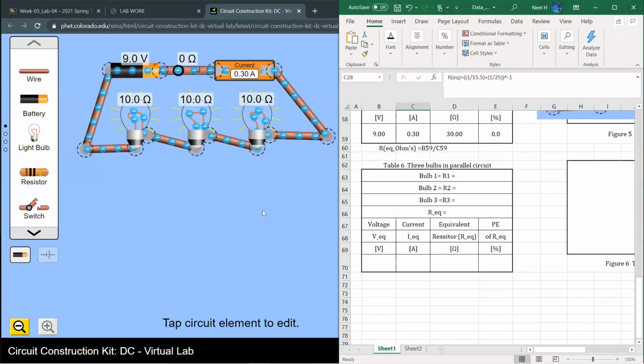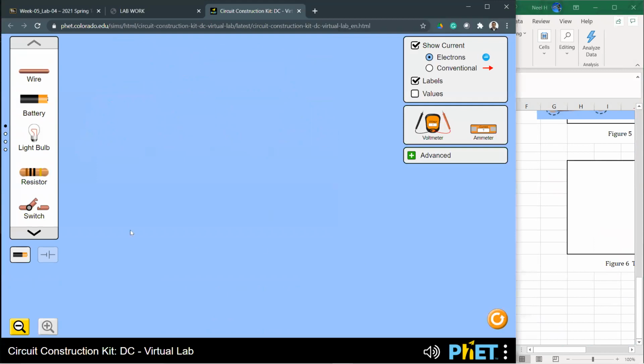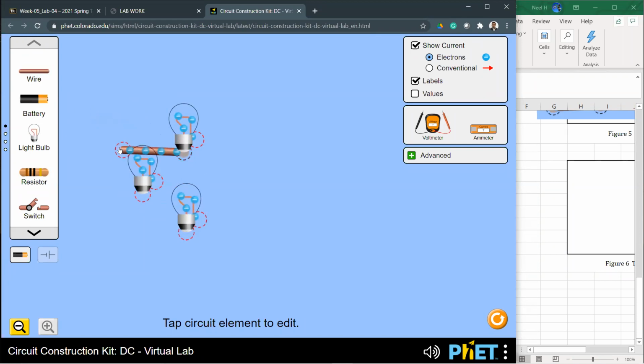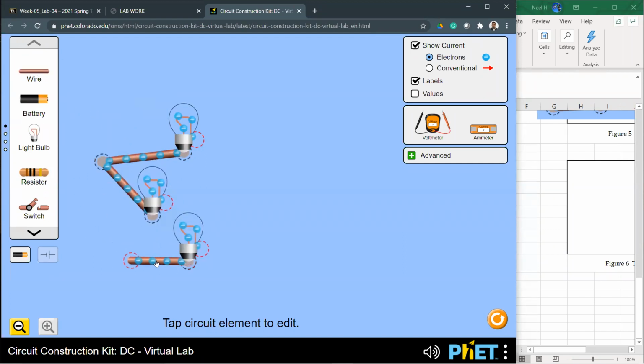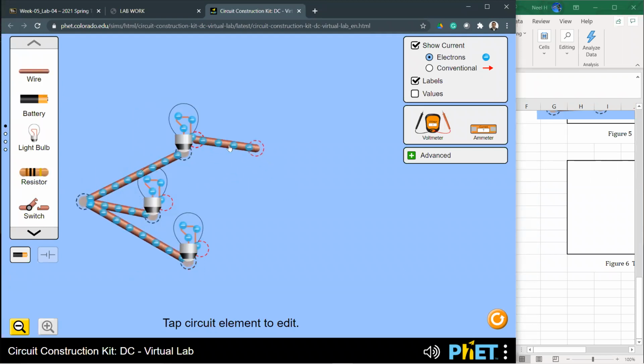Last table. So we'll reset this one, bring three light bulbs. Let's connect three light bulbs parallel to each other, which means each should go on top of each other, right? Like that. All the light bulbs, one end should be connected together, all of these ends put together right here, and all the other ends put together into one point.